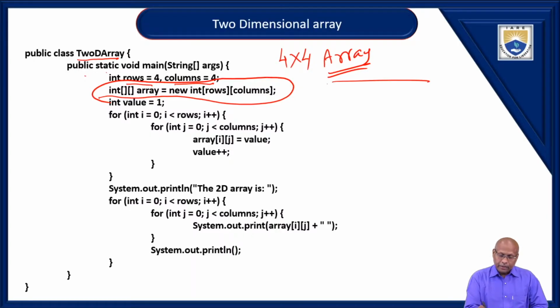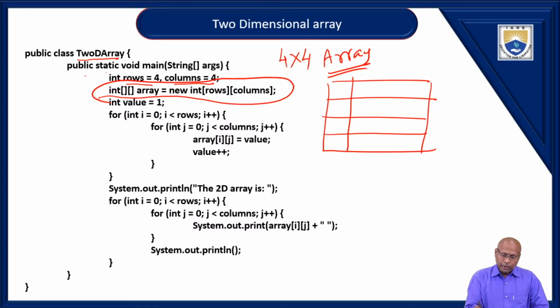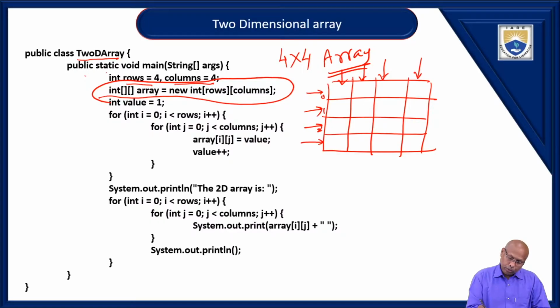So automatically the 4 rows: 1, 2, 3, 4. 4 columns: first column, second column, third column, fourth column. So this much memory will be allocated once you write this statement. In that place, this is first row, second row, third row, fourth row. First column, second column, third column, fourth column. Indexes 0, 1, 2, 3 and 0, 1, 2, 3.